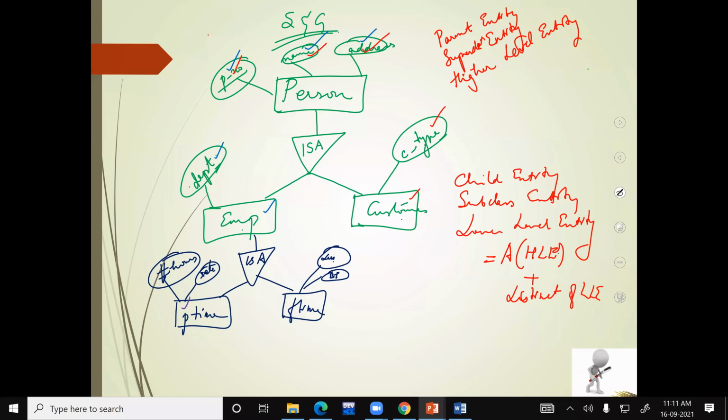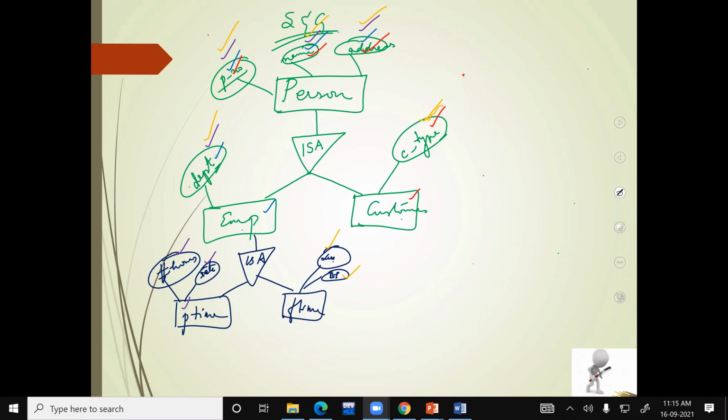attributes, part-time will have phone number, name, address, he will even have department, he will have hours, and he will have rate. The same way, if you think about full-time, will have phone number, name, address, not customer type, department, designation, and the basic pay.